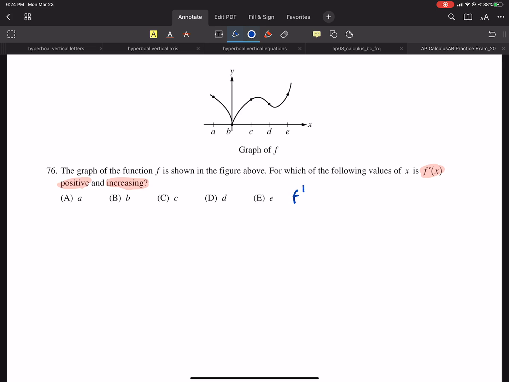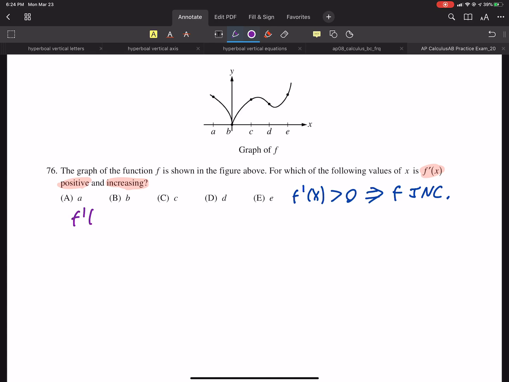So first of all, let's look at the first condition. F prime of x is positive. We should know if any derivative is positive, then the function that we took the derivative of is increasing. So that tells us f is increasing. All right, let's look at the next one.